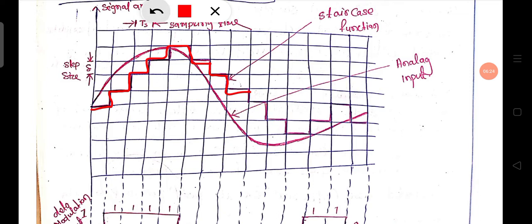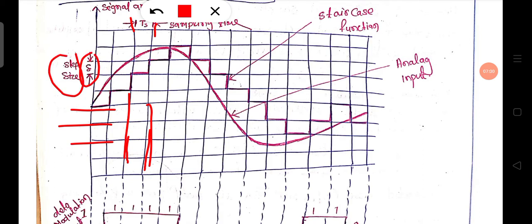Now see how the staircase function is represented. This is the time axis, this is Ts, the sampling time, vertically. And the horizontal one unit is delta, that is the step size. This is one step.